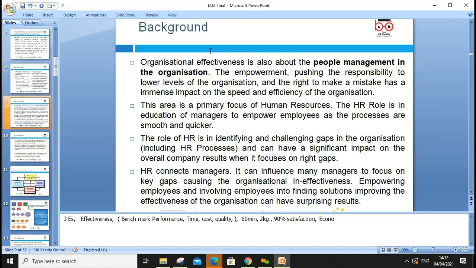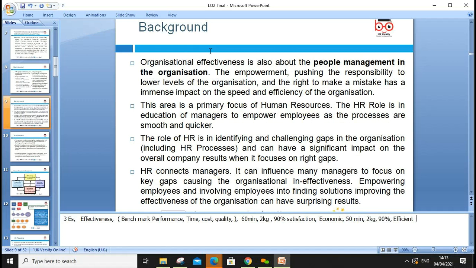Next stage is being very economical, economy. So if you're using 50 minutes, let's say still using 2 kg of material and 90% of customers are still satisfied, you are very economical, because you're saving 10 minutes there. That 10 minutes means reducing the cost per unit as well. So think about the next stage, which is efficient.